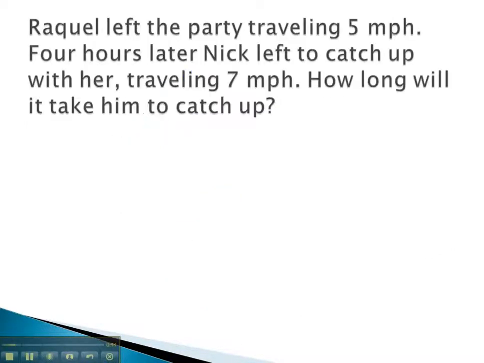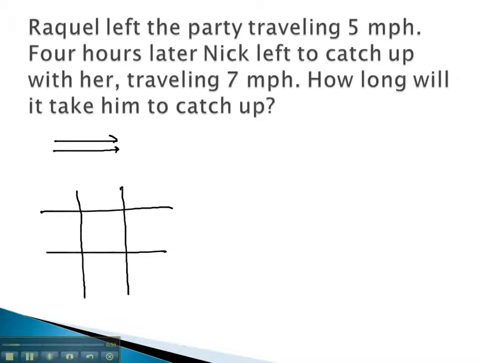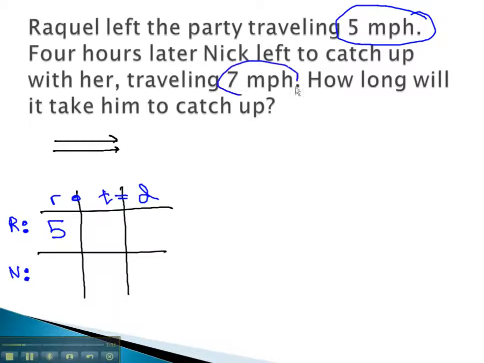So for example, in this problem, Raquel leaves a party, and 4 hours later, Nick leaves to catch up with her. Let's organize our information in a table. Rate times time equals a distance. For Raquel, her rate is 5 miles per hour. For Nick, his rate is 7 miles per hour.